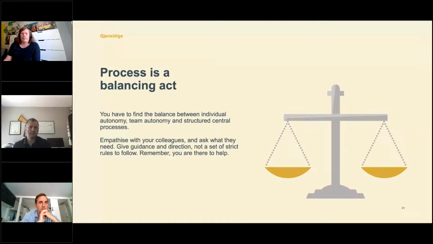And process, I'm not talking a lot about that today, but you need to find the balance between individual autonomy, team autonomy, and the structured central processes. So again, with the empathy, ask your colleagues what they need. Give guidance and directions, and not a set of strict rules to follow. Because remember, we're there to help.